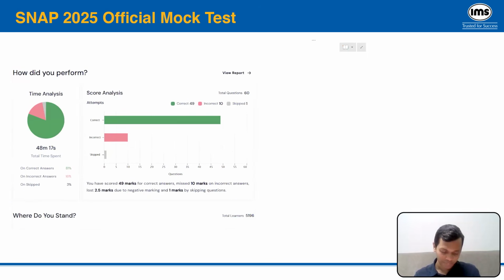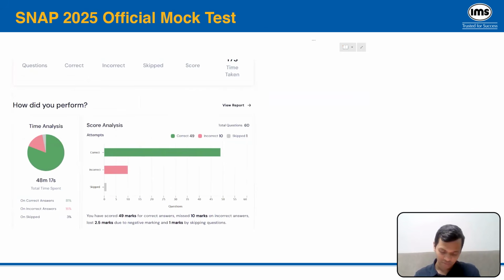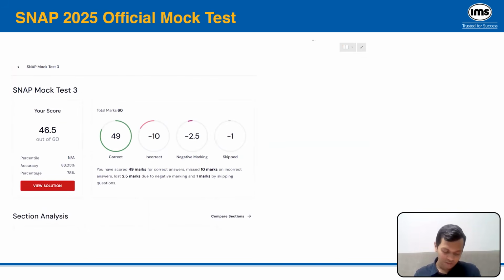Anyway, can I review my questions or no? Oh, there are people who have got like 57 point something and whatever. Average is 27.1. I'm at 46.5. Topper is 57.5. They have given an option to view solution.